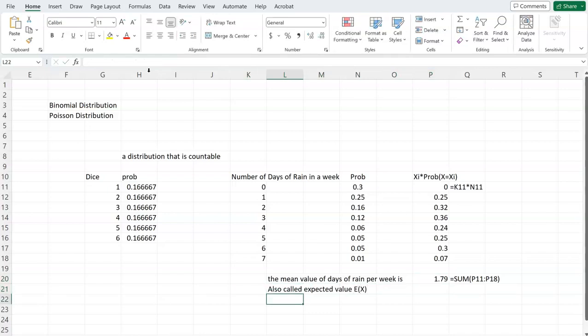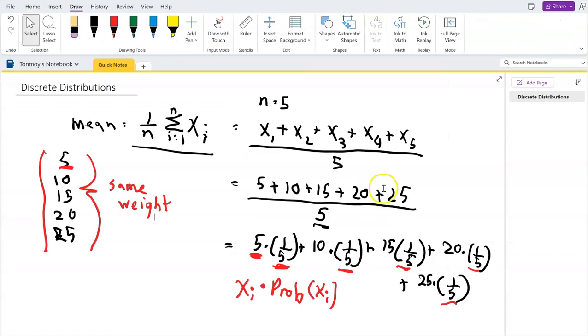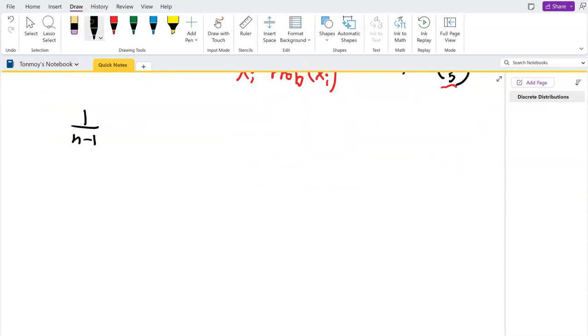So it can be written in both ways. Now, if this is my mean, how do I find the variance? If you remember from our variance formula from before, it's going to be 1 over n minus 1 if it's a sample. I sum from i equals 1 to n, xi minus the mean of x of all those numbers, and I square it. So this is my variance.